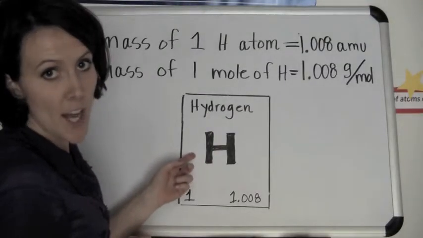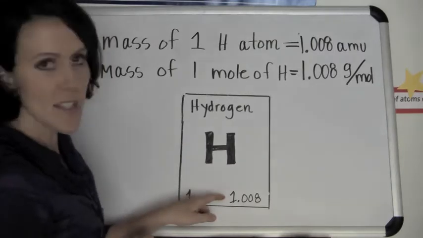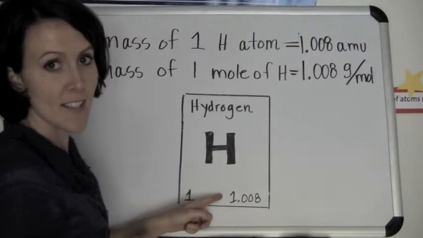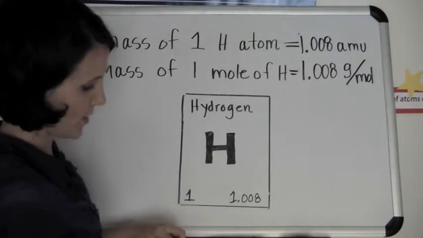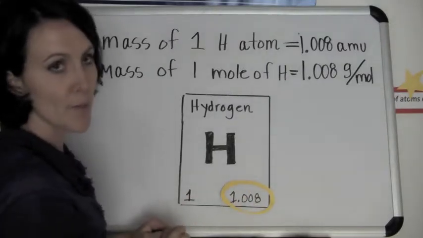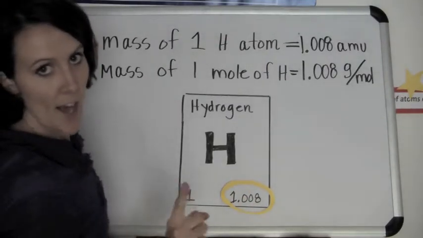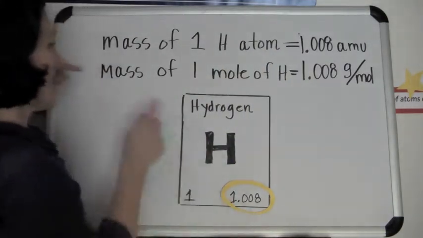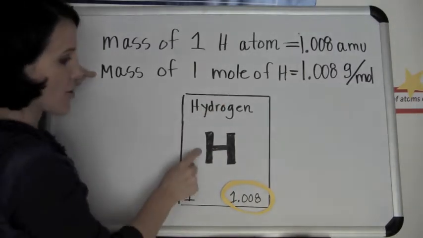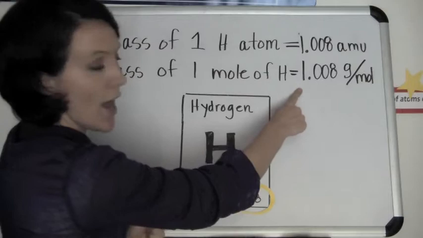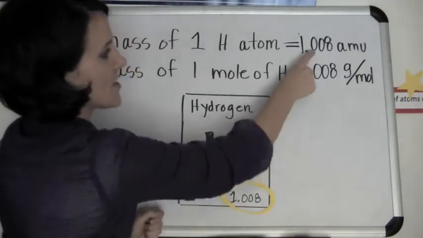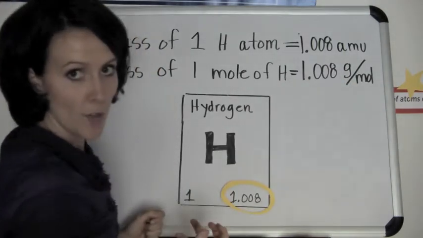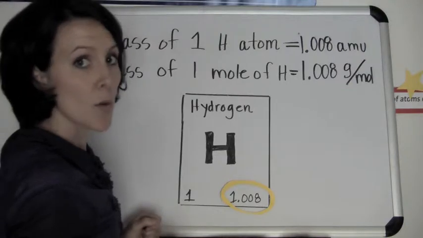This is an example of the hydrogen element from the periodic table. What does this number represent? This number is the relative atomic mass. What is the unit for that? It's atomic mass unit, or AMU. We're going to talk about this number a little bit further. The mass of 1 hydrogen atom is 1.008 AMU. Also, the mass of 1 mole of hydrogen atoms is 1.008 grams per mole. Notice the number is the same, the units are very different. Grams per mole is incredibly helpful in our dimensional analysis in the problems that we'll be doing shortly.